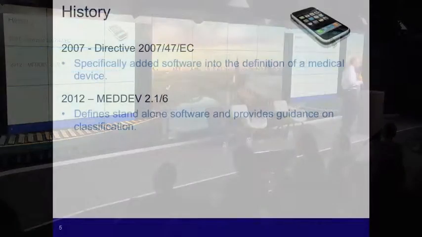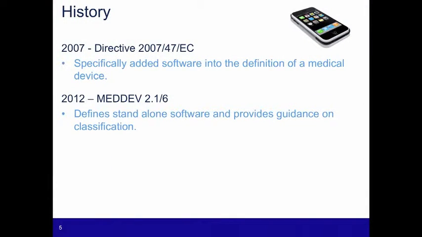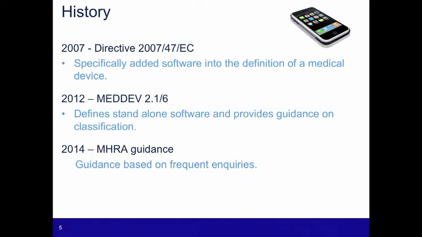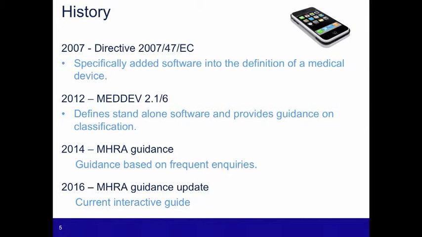2012, we're catching up now, and the European Union provided specific guidance on standalone software and provided guidance on classification rules and gave examples in the guidance. We produced some guidance in 2014, and last year we produced an updated interactive guide. We're based on questions we were frequently asked by manufacturers.